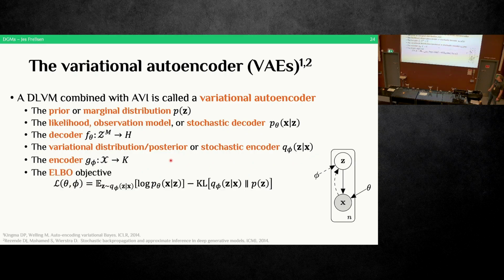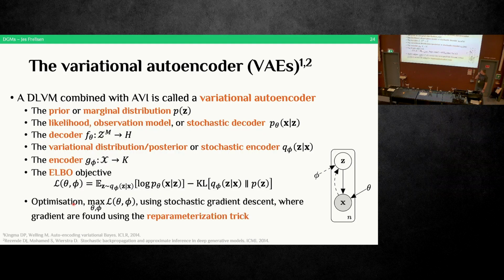And then we have this ELBO objective that we use to learn the VAE with. Optimization is done by maximizing the ELBO with respect to the parameters of both the encoder and the decoder using stochastic gradient descent, where we use the reparameterization trick to calculate the gradients, or the Monte Carlo gradients.